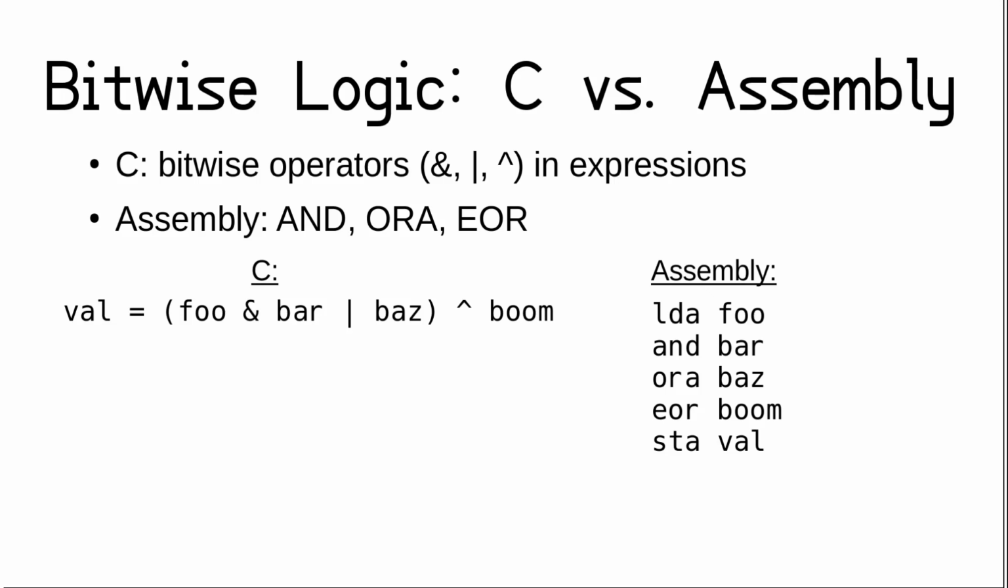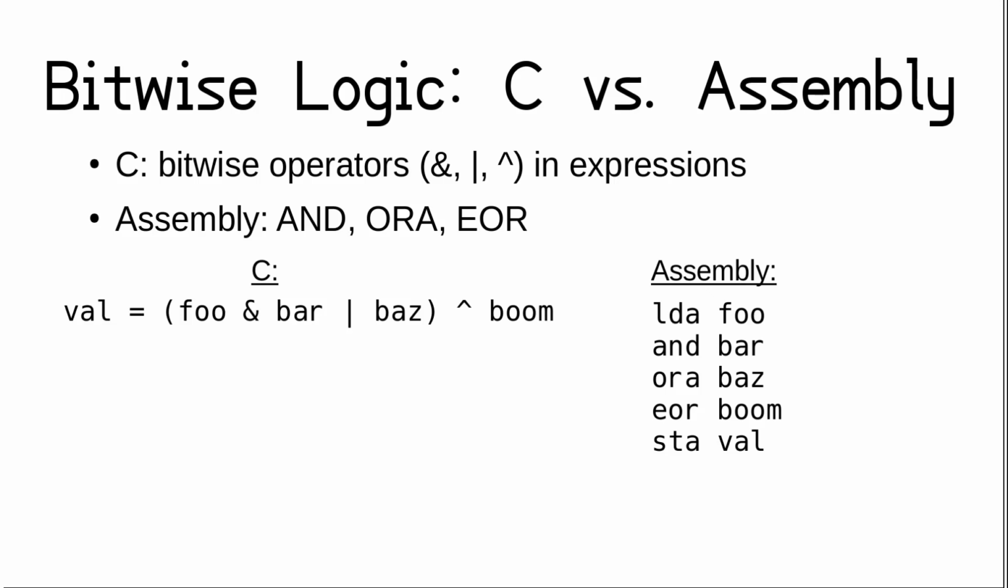In the previous episode, we saw how we were able to convert binary numbers to PETSCII characters by setting a couple of bits with an ORA instruction. Here we see how an expression with bitwise operators in C can translate directly to a sequence of bitwise assembly instructions. First, we load the value at foo into A, and then AND it with the value at bar. That means that only the bits that are set in both values will remain set in A.